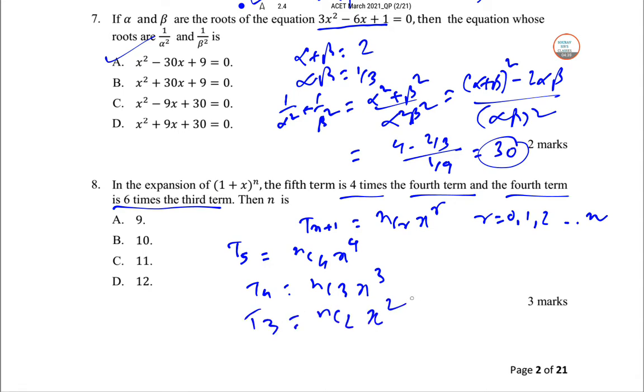So the condition is T5 is 4 into T4. So that means NC4 x^4 equals 4 into NC3 x cube. And T4 is 6 into T3, so NC3 into x cube equals 6 into NC2 into x square. So this is the total stuff.